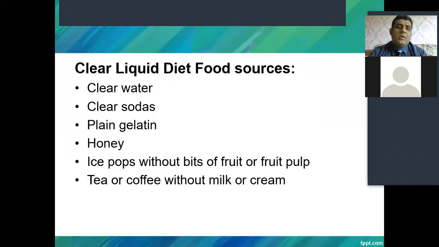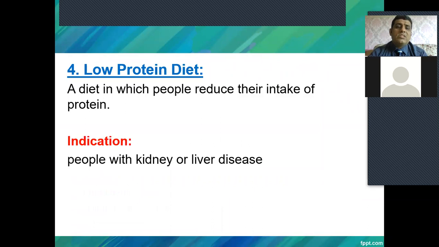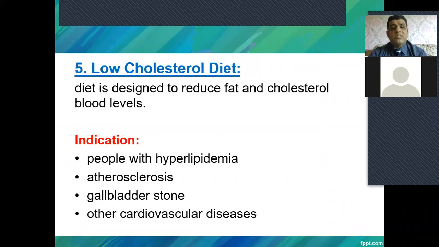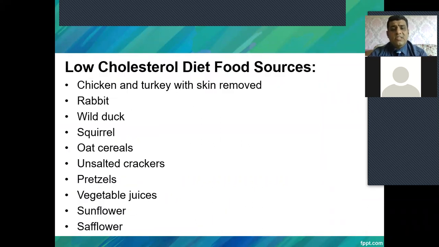Please remember the sources. This is a very important portion. Remember the indications and the sources of diet, and then answer properly. Later we will have a tutorial at the end of these lectures, and there I will explain all these things to you.